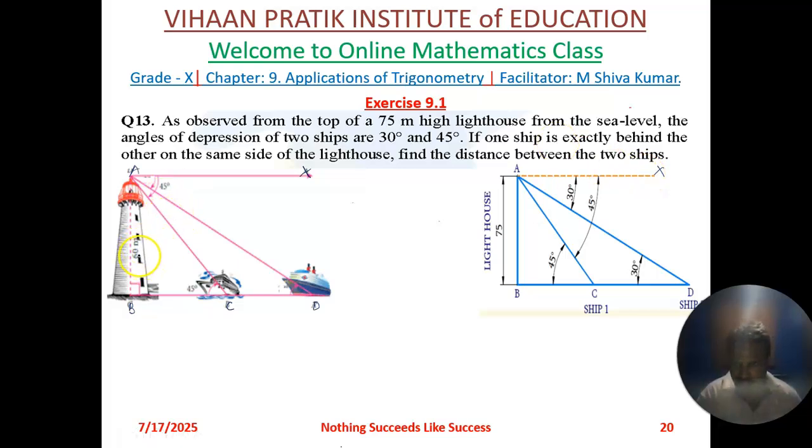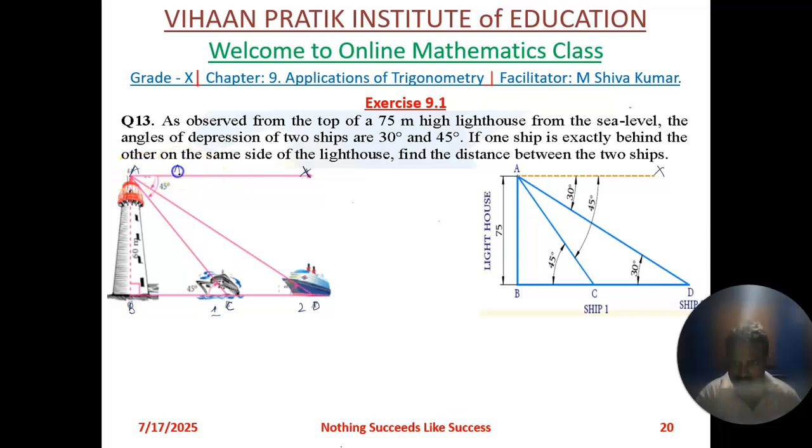Here it is shown as 60 meters. So the remaining part is 15 meters. So total 60 plus 15 is 75 meters. So this is the height of the lighthouse and this is ship number 1. This is ship number 2. Now the angles of depression.